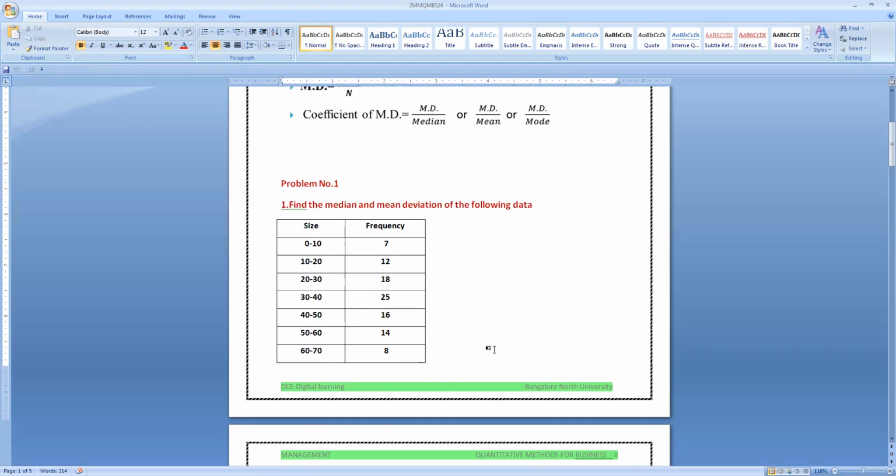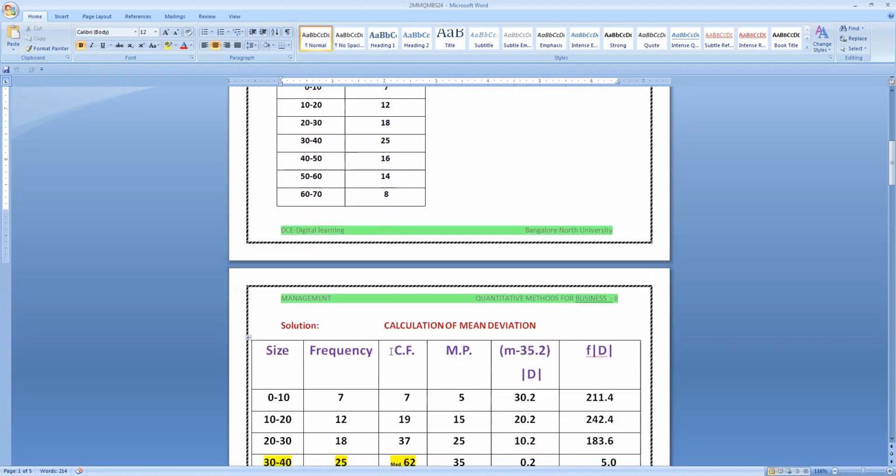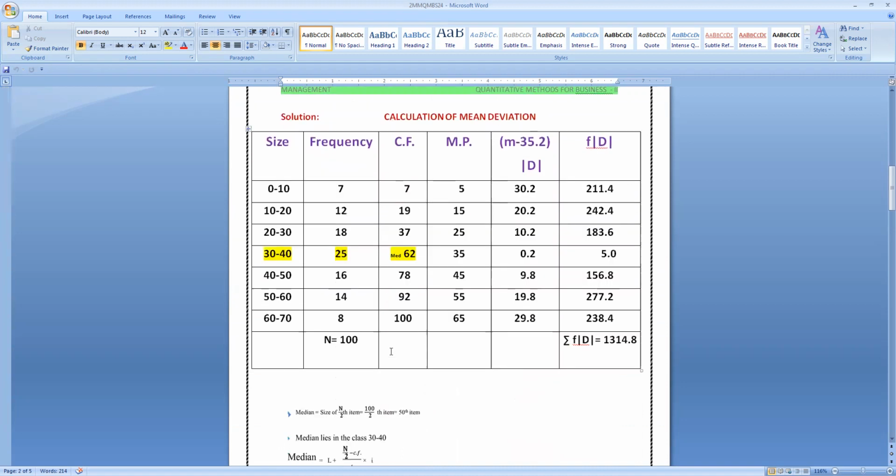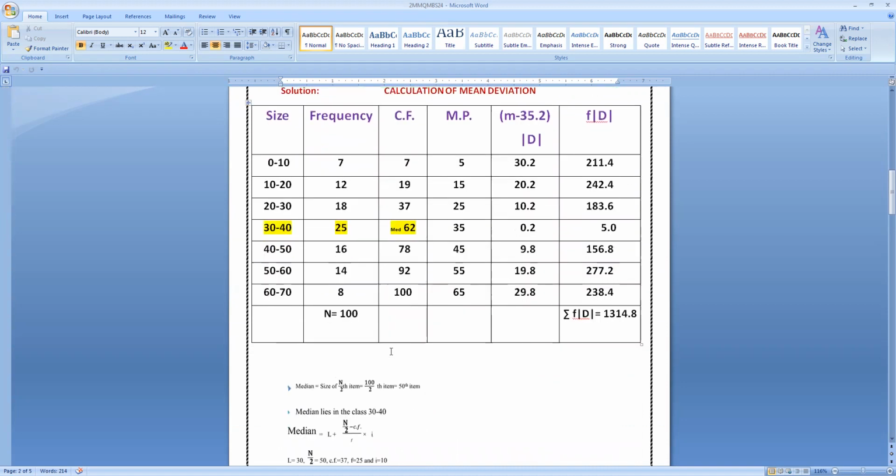So here they have given one column, because it is continuous, they have given it in the form of class intervals. It is 0 to 10, 10 to 20, 20 to 30, 30 to 40, 40 to 50, 50 to 60, and 60 to 70. The frequency values are 7, 12, 18, 25, 16, 14, and 18. So let us go for calculating the deviations. The median first, to do the deviations.